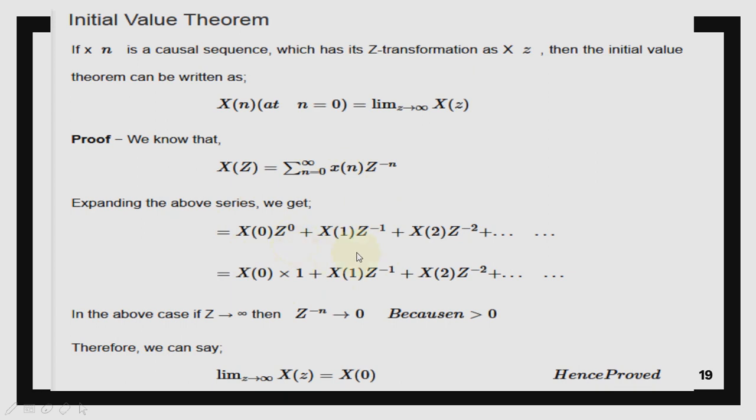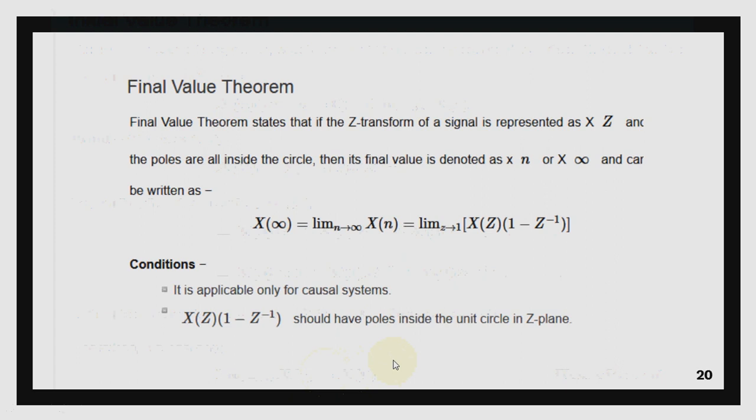So you can expand this series, that is x(0) z raised to 0 plus x(1) z raised to minus 1 plus x(2) z raised to minus 2. That is, x(0) into 1 plus x(1) z raised to minus 1 plus x(2) z raised to minus 2. So in this case, if z tends to infinity, z raised to minus n tends to 0, because n is greater than 0. So we can say that limit z tends to infinity of the z transform, you will get x(0). Hence proved.